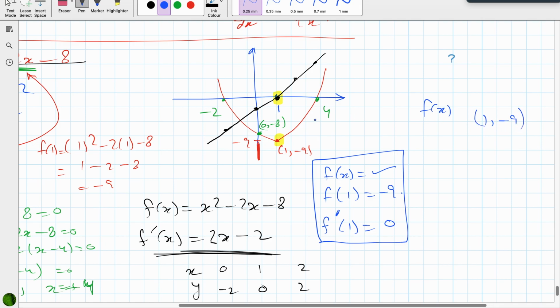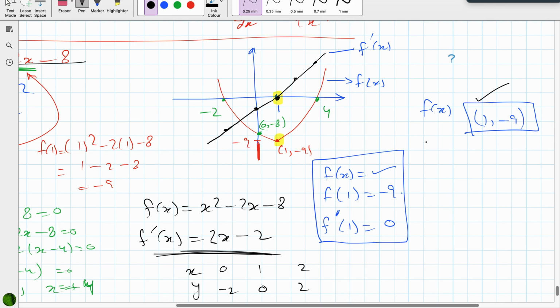It says these two sketches, this is f(x) and this straight line is f'(x), and it says these highlighted in yellow. Why is it the same? Why is the x part the same? Why is it x = 1, and why is it crossing at x = 1? So the answer is, we know that the turning point is (1, -9), right? Are you with me on this?